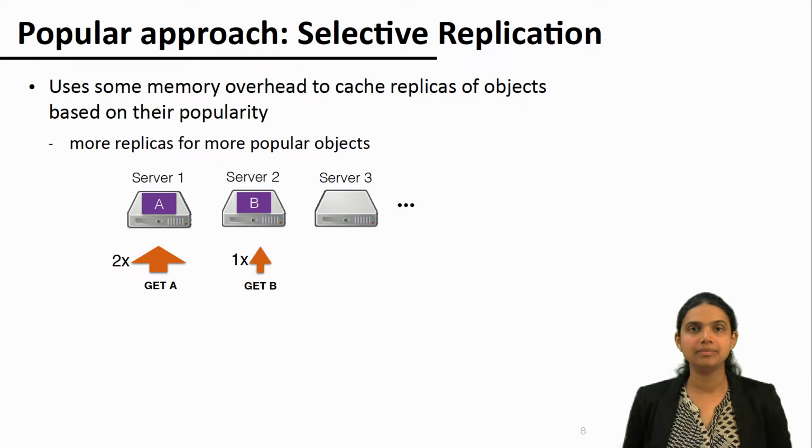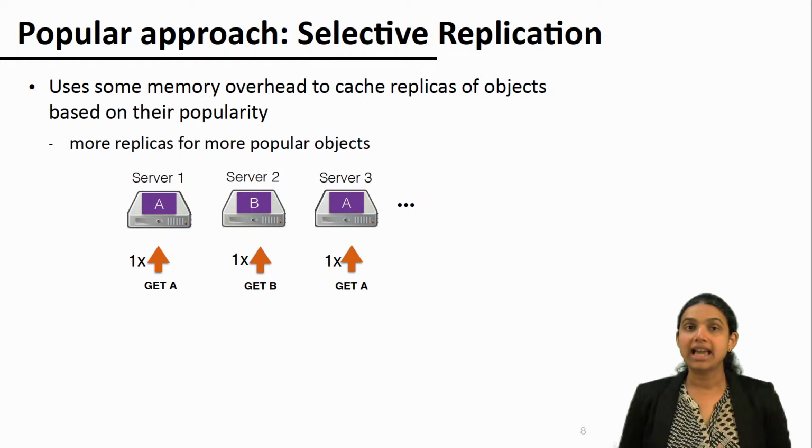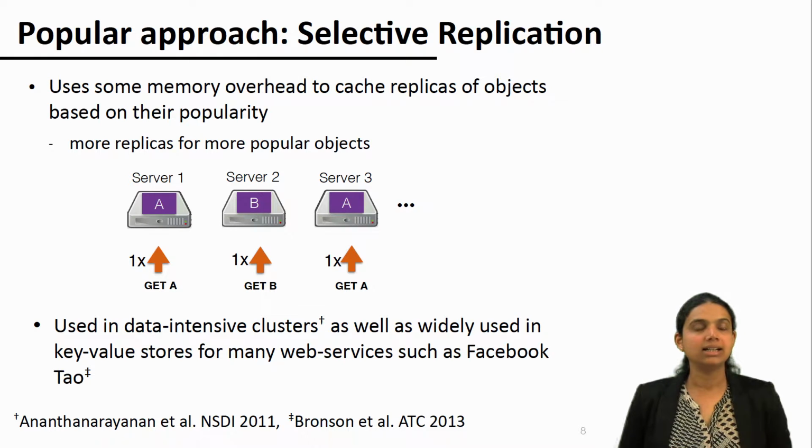Let us take a toy example. Suppose objects A and B are cached on servers 1 and 2 respectively. Let object A get twice as many requests as object B. In this toy setting, server 1 needs to serve twice as much data as server 2, and this degrades the latency of read requests for object A as well. In this case, selective replication caches 2 copies of object A, thus balancing the load and also improving the latency performance. This strategy is employed in data-intensive clusters as well as in key-value stores in many web services.